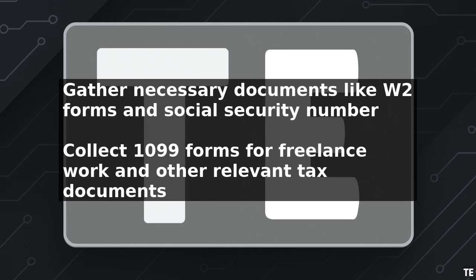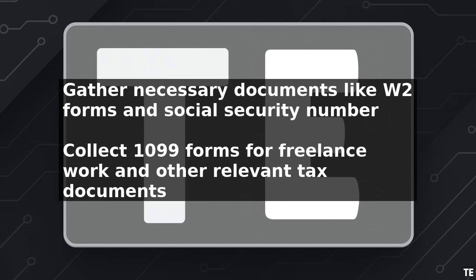Next, determine your filing status, which can be single, married filing jointly, married filing separately, head of household, or qualifying widow. This will help you figure out which tax forms you need to fill out and how much you owe in taxes.